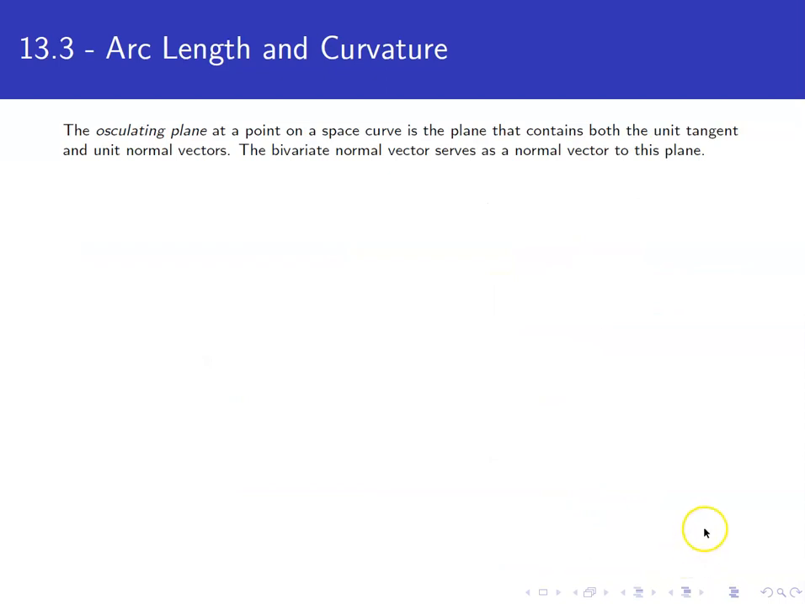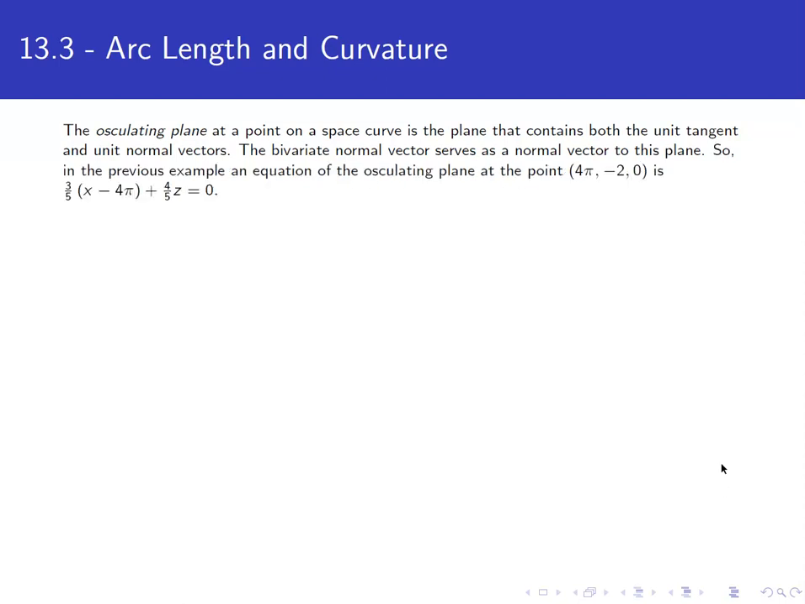All right, we use the binormal to give us what's referred to as the osculating plane. It's the plane that contains both the unit tangent and the unit normal vector. So it's the plane that just touches the graph of the space curve. The whole plane would be kind of tangent to the graph of this curve. So the binormal will serve as a normal vector of that plane.